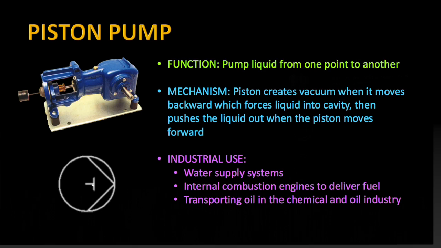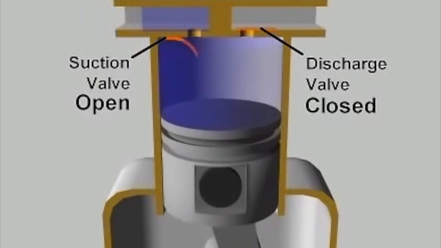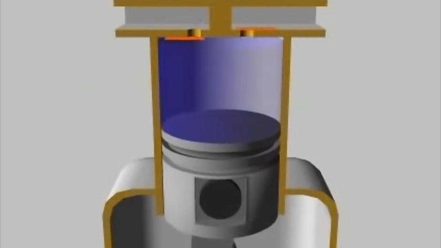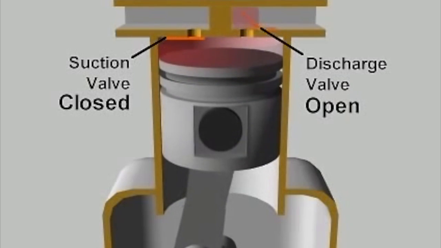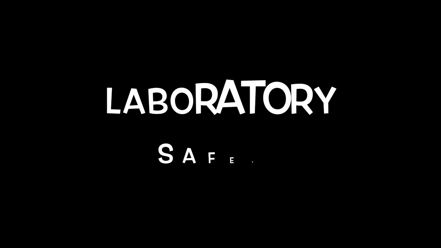A piston compressor moves air from one point to another while changing the pressure. Air is drawn into the chamber when the piston moves downwards. When the piston moves outward, air is compressed then discharged. Piston compressors are used in power generation and to supply clean air for air ventilation.